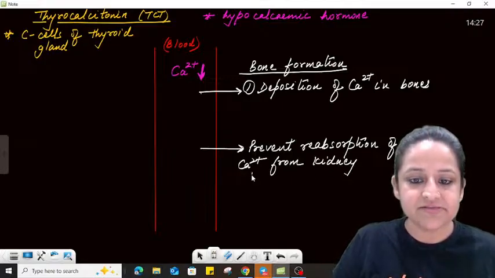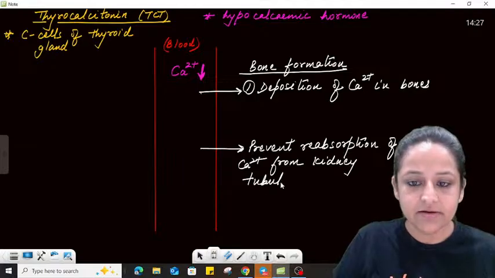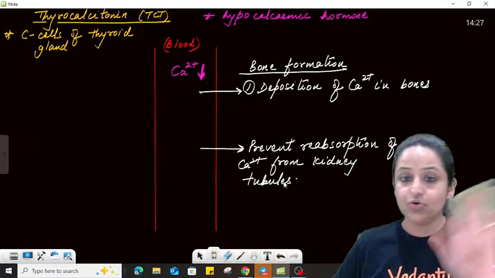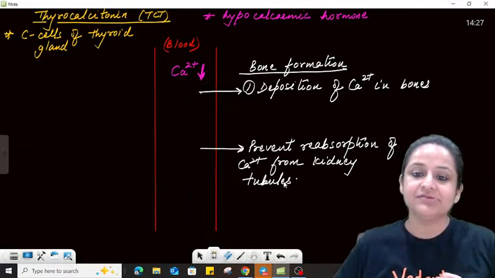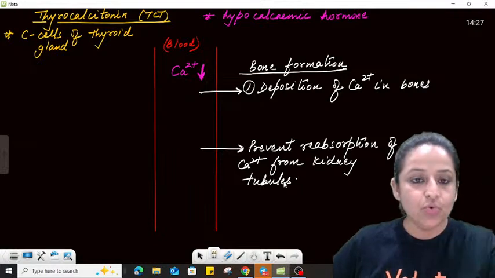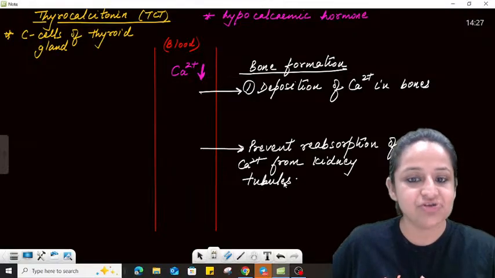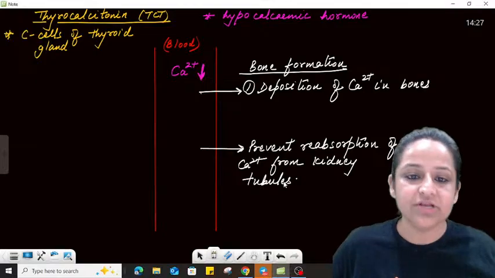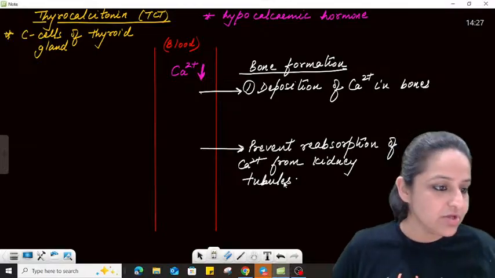That means from the PCT, DCT, it is going to tell them don't give back calcium ions into the blood. Don't cause reabsorption of calcium ions. So it is going to prevent that. This way, less amount of calcium will reach the blood. This is what they are going to do.